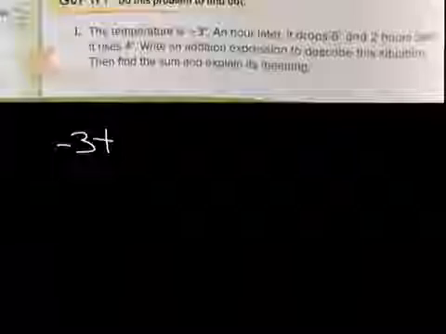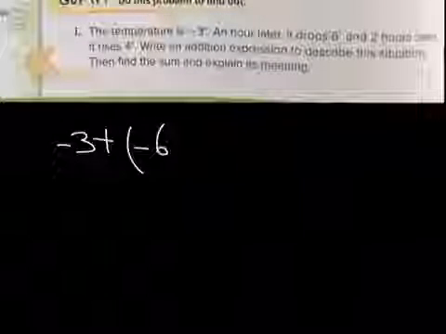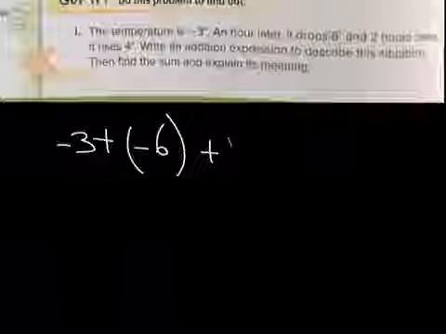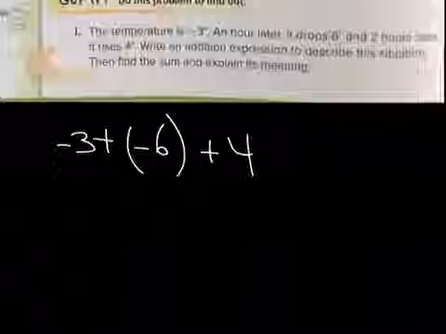Okay, let's try I together. And we're talking about temperatures again. Quite common when we're talking about integers. The temperature is -3. An hour later, it drops 6. Drops means it goes down. So I'm going to start with my -3. And then it drops by 6 temperature. And 2 hours later, it rises again by 4. Goes up by 4. Right?